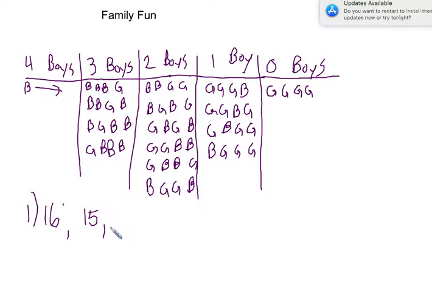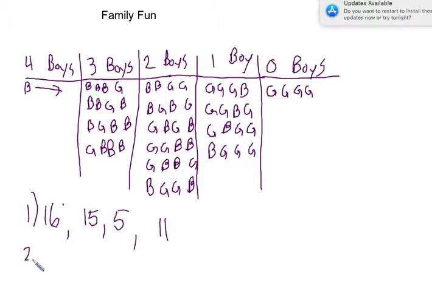At least 3 girls is going to be this one or this one, which is 5. At most, 2 boys. That's going to be everything but the 3 and the 4 boys. So 1, 2, 3, 4, 5. So 11. 11 of them have at most 2 boys, either 0 boys, 1 boy, or 2 boys, and the other ones have more than that.